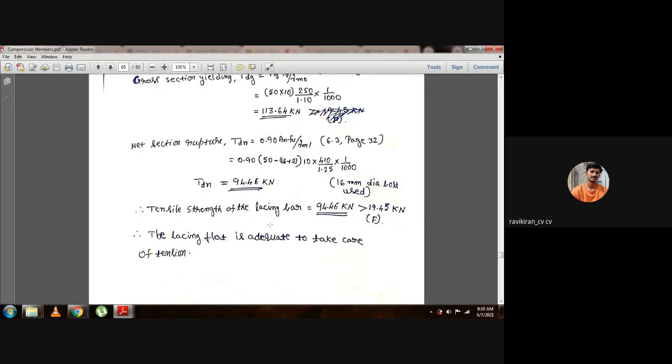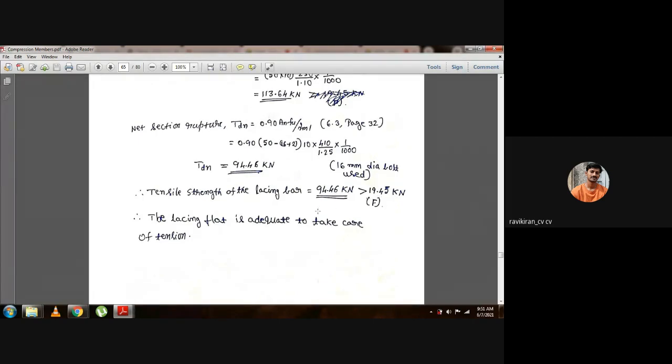So tensile strength of the lacing bar is, in these two, the least value is 94.46. So it can carry tensile load of 94.46, okay, which is greater than 19.45 kilonewton, which is the coming force. So it is good enough to take care of the tension also.